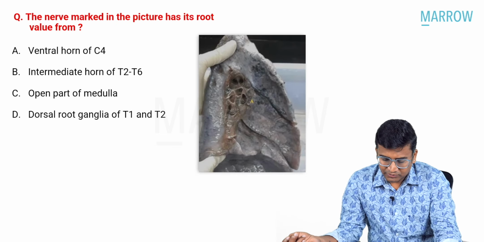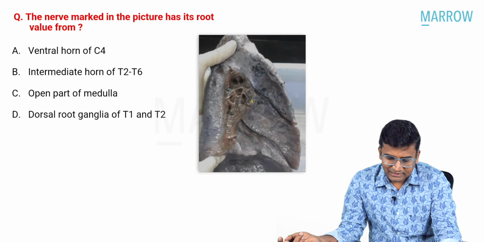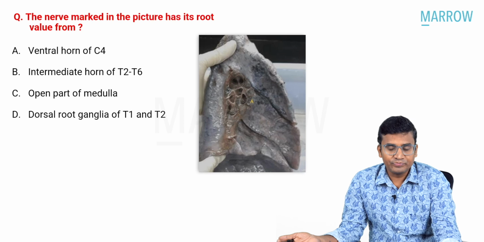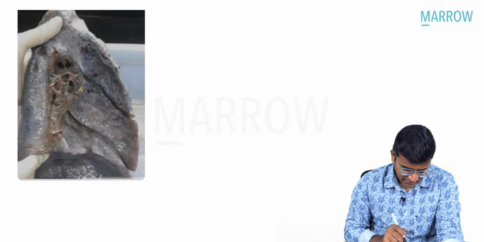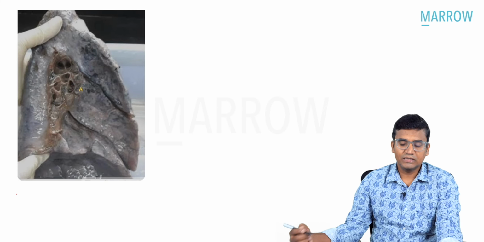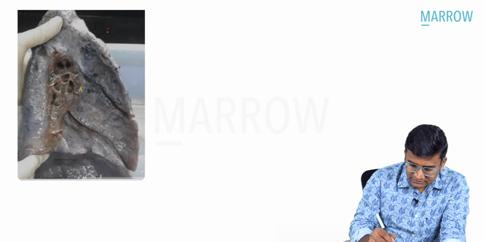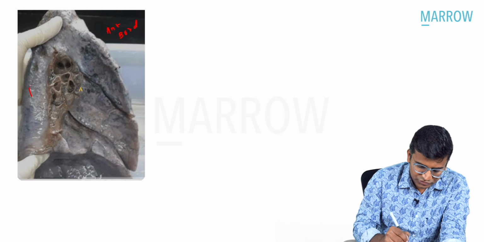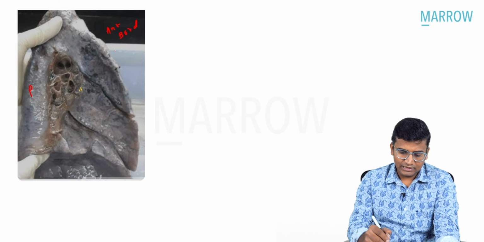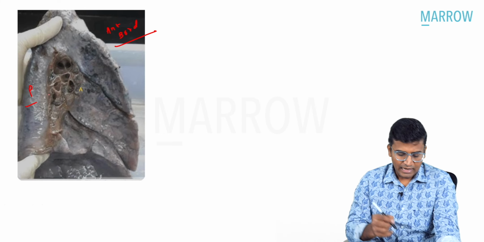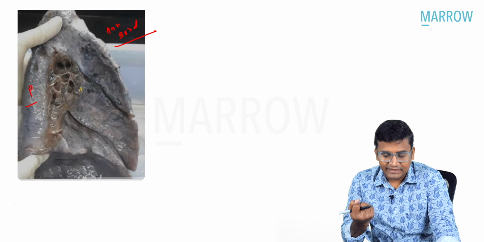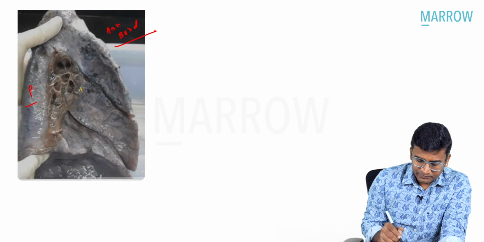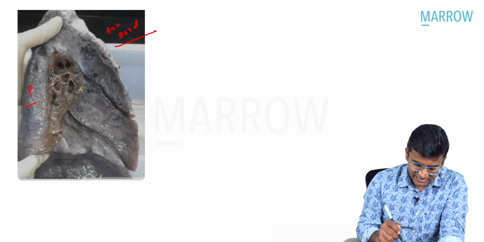Okay. So now, the nerve marked in the picture has its root value from... So they give a diagram, lung image. I am saying this is the left lung and this is the anterior border and this is the posterior border. I have marked A as the anterior border and the posterior border. Why? The anterior border is thin and sharp. The posterior border is blunt. So if that is the anterior border, now in the diagram, we are seeing the hilum.